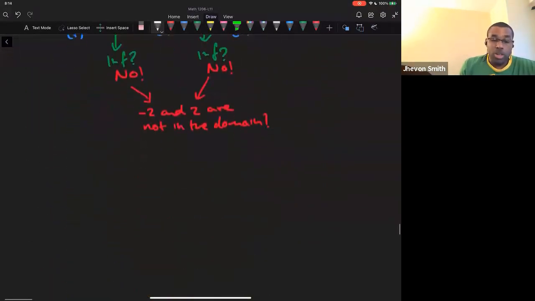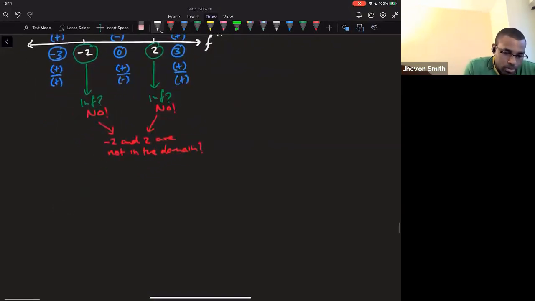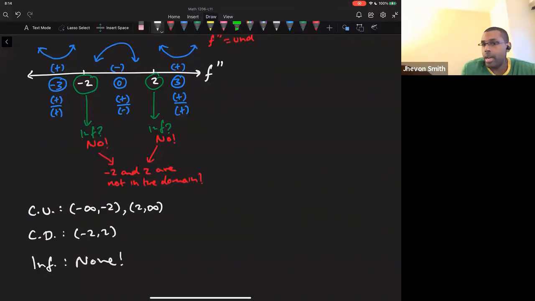So we don't have any inflection points, but we do know about concavity. What we can figure out here is where we're concave up, where we're concave down, and whether there are any inflection points. We're concave up on -∞ to -2. We're also concave up on 2 to infinity. Where are we concave down? Between -2 and 2. Where are the inflection points? Well, we have none. The only possible candidates for inflection were -2 and 2. However, they're not in the graph.